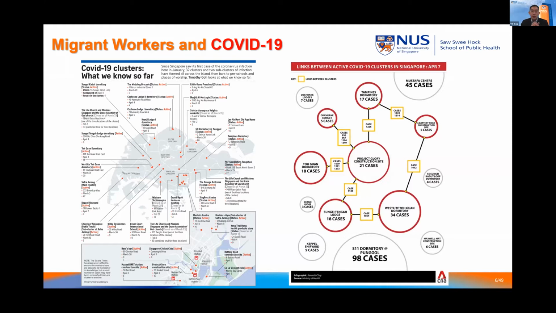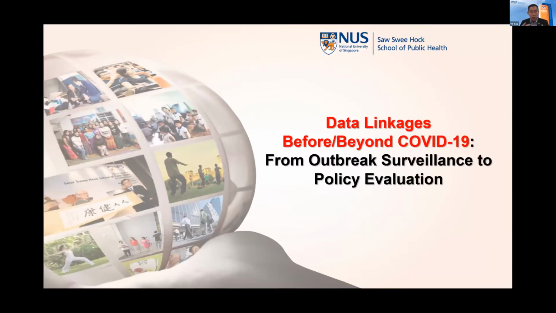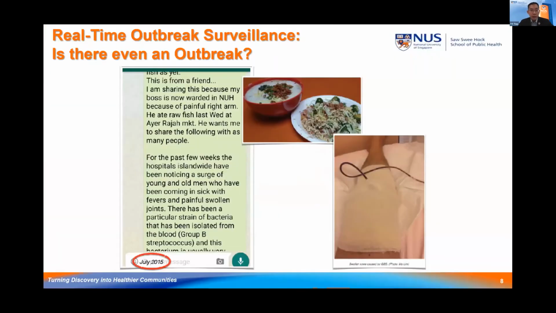But I thought I would talk a little bit beyond COVID-19 as well, because quite a lot of outbreak surveillance to policy evaluation actually rely on the ability to link the right kinds of data and to analyze this data properly. And I will actually talk about also a real-time outbreak that happened in July of 2015. And please take note of this date, July of 2015, because that was when Singapore's Ministry of Health realized that there is an outbreak happening in the community amongst people who like to eat a particular kind of raw fish. It's quite typical in East Asian culture.